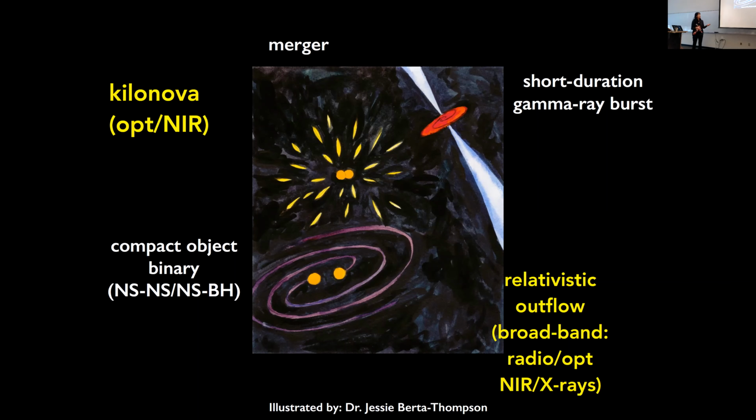I'll be mainly focusing on the relativistic outflow portion, as I know you've probably been inundated with expertise about the kilonova. So I just wanted to provide some new expertise and an update on its evolution.